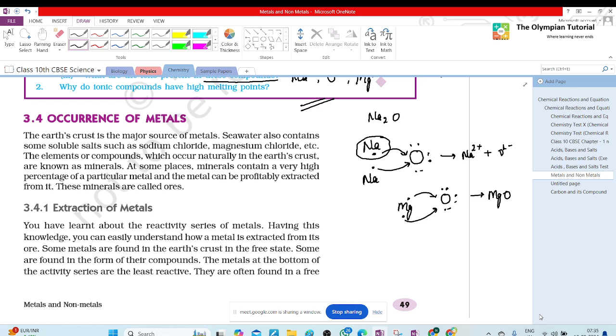Start to read from here. Occurrence of metals. The Earth's crust is the major source of metals. Seawater also contains some soluble salts such as sodium chloride, magnesium chloride, etc. The elements or compounds which occur naturally in the Earth's crust are known as minerals. You have to write these definitions, ma'am, they ask for definitions in the exam.